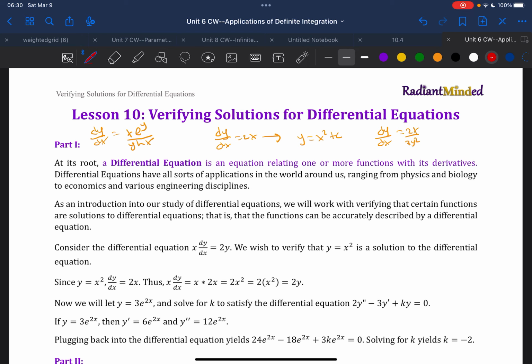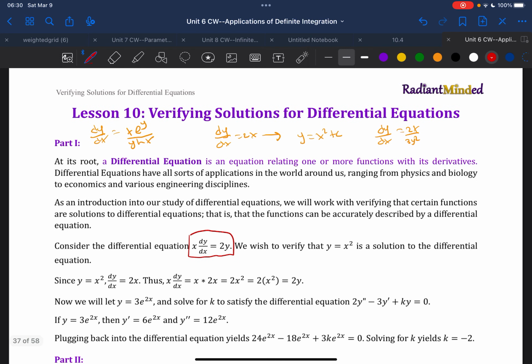But before we do any of that, in this lesson we're just going to get comfortable with differential equations and learn how to verify solutions. So just basically taking derivatives and checking that the equations check out. Let's say we have the differential equation x times dy/dx equals 2y. We just want to verify, similar to what you do in trig with trig identities, that y equals x squared is a solution to that. So it is a solution, we just want to show it.